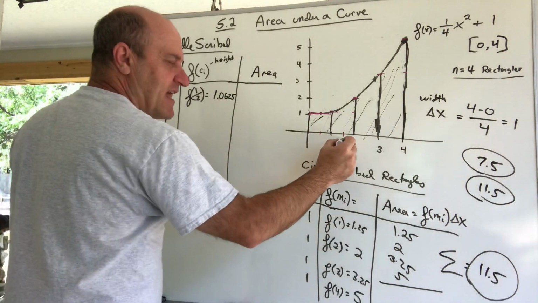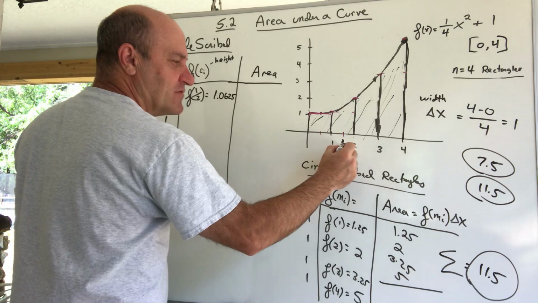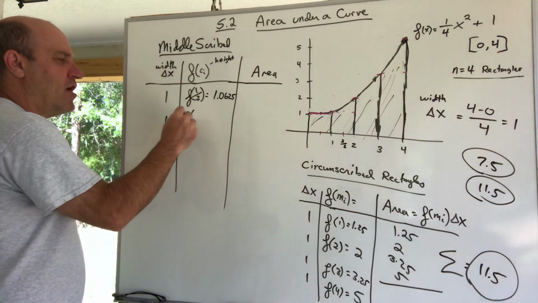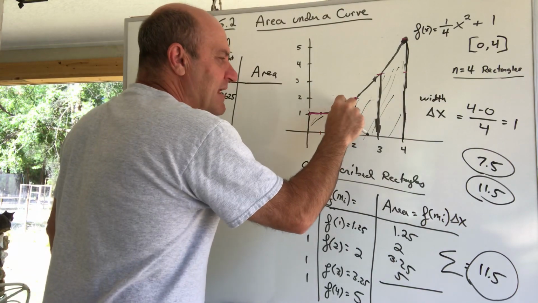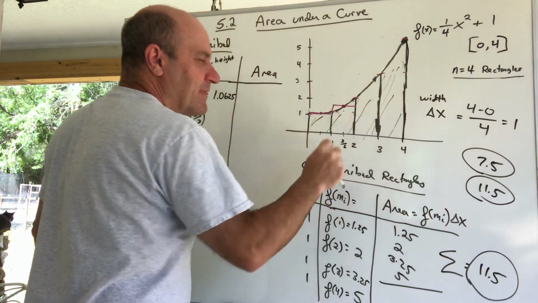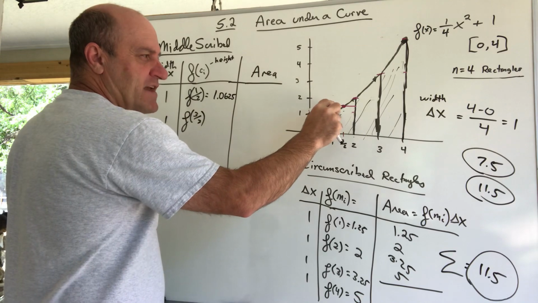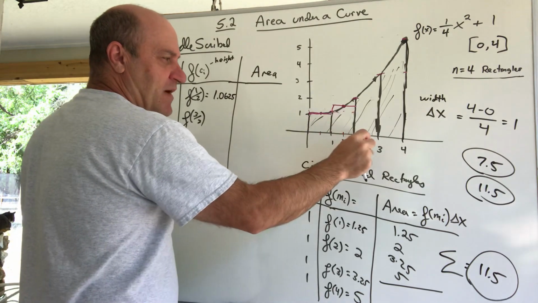1.0625. For this next rectangle, I'm plugging in a 3/2, or a 1.5. I'm plugging in a 3/2. Look at this. I'm going to get this middle height. That's awesome because I get a little overestimate and a little underestimate. This is probably going to be good.